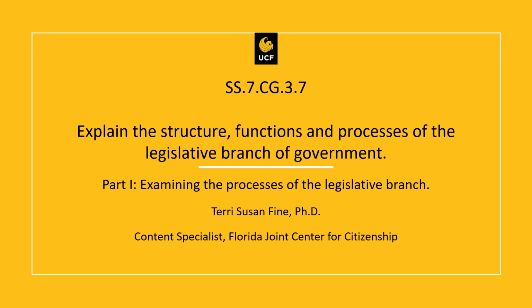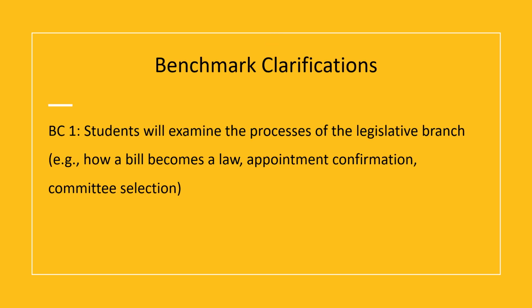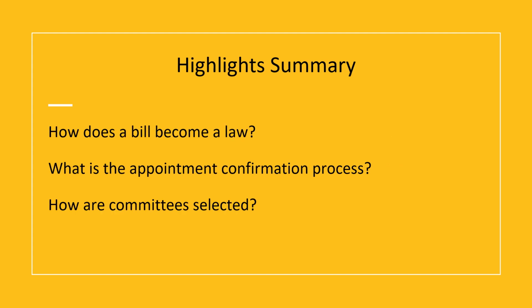Today we focus on benchmark CG 3.7, in which we will explain the structure, functions, and processes of the legislative branch of government. In Part 1, we examine the processes of the legislative branch. We will examine specifically how a bill becomes a law, appointment confirmation, and committee selection, which is benchmark clarification 1.